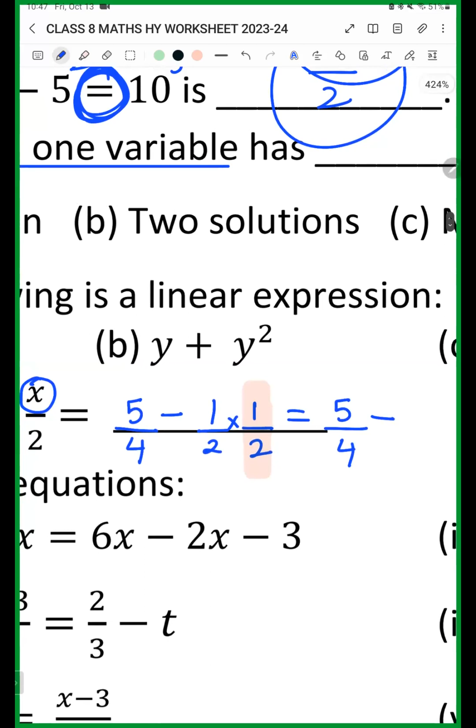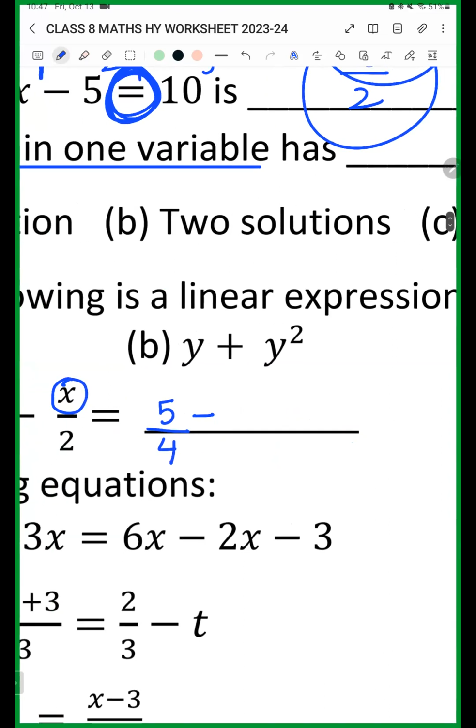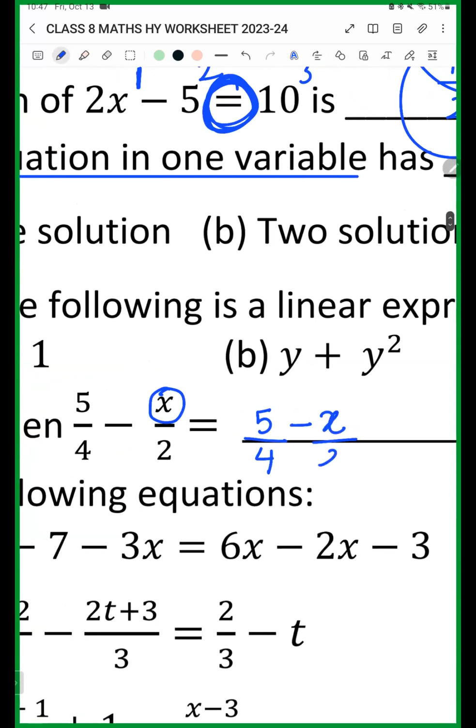Why did we write it as 1 by 2 into x? Hiba, because you can do it without writing it like that also. It is 5 by 4 minus x by 2, na? So here you have to put 1 by 2. So this is a fraction of a fraction. You will get confused in this. That is why I told you the easy way.